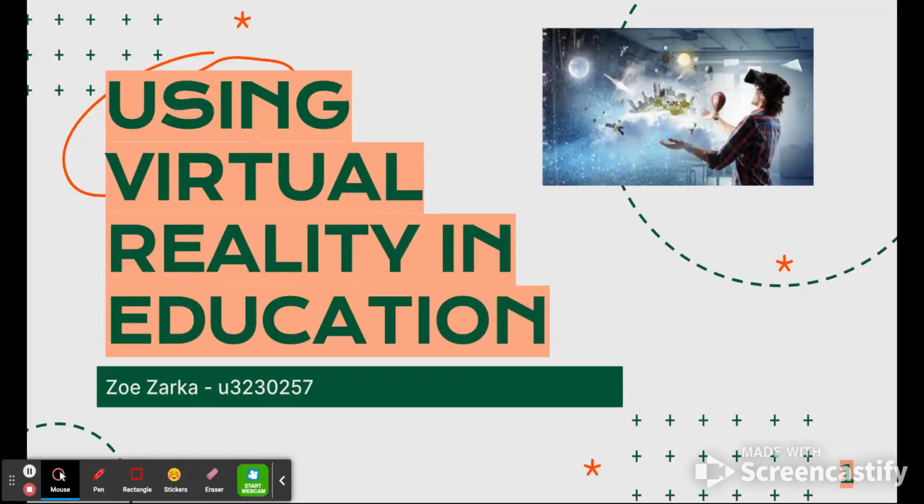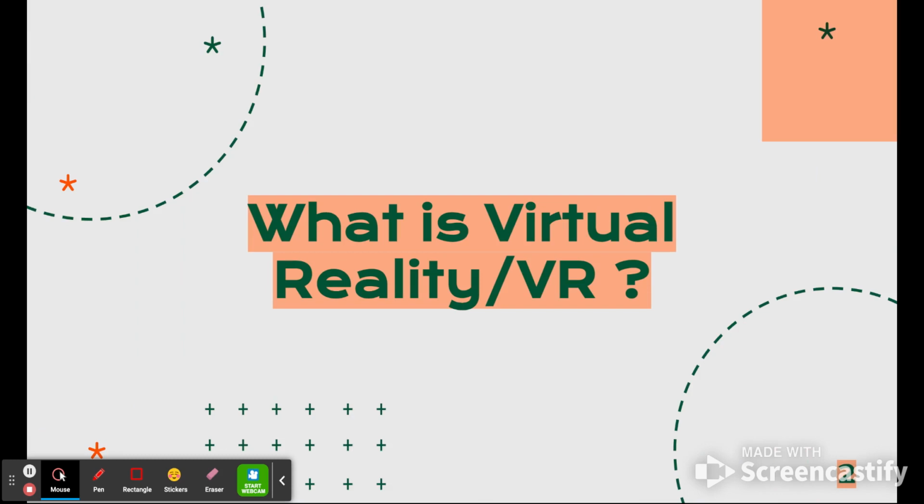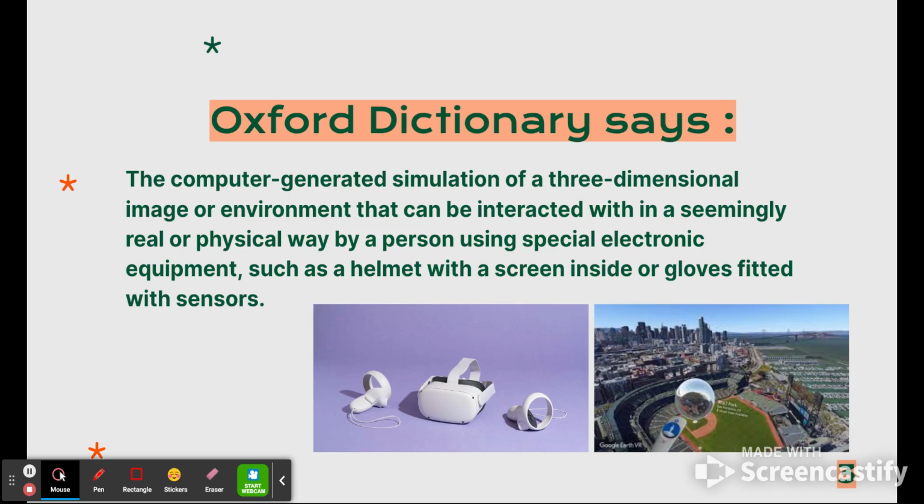This presentation is going to explore the potential use of virtual reality in education. To start with, we need to know what virtual reality is. Virtual reality, or VR, is a computer-generated technology in the form of a headset that simulates almost real-life experiences.